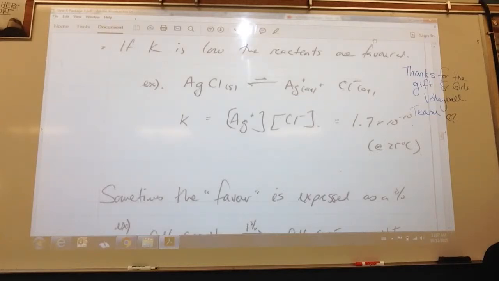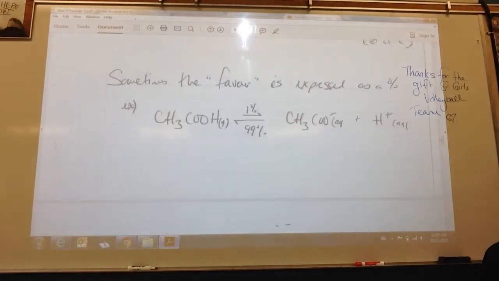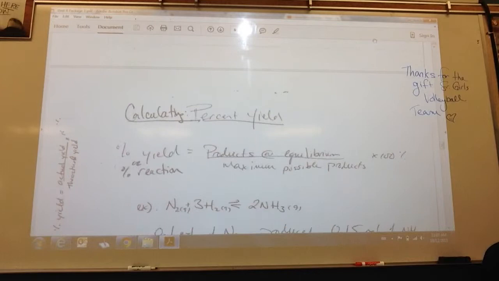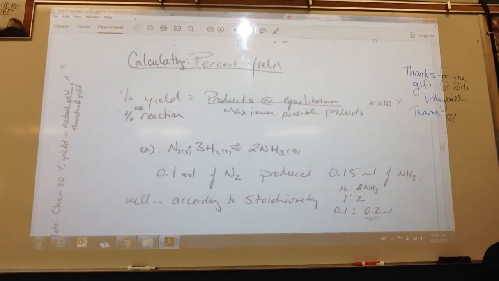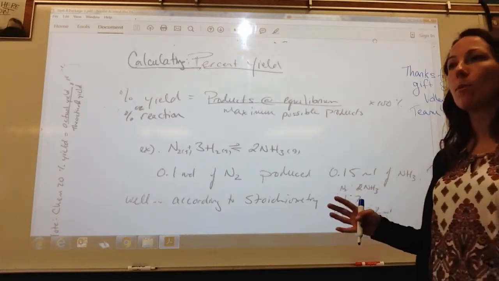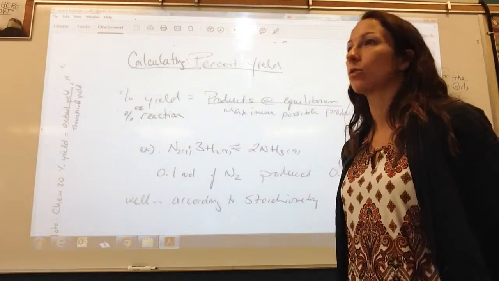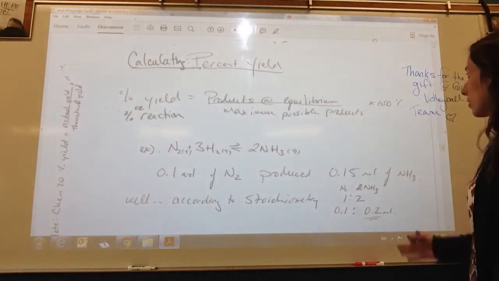Sometimes, whether the products or reactants are favored is expressed as a percentage. So here you go, like that. And I've been doing that already a little bit. Okay, so this relates to percent yield. So how much of your products at equilibrium divided by the maximum amount of products we could make if it was all 100% dissolved or reacted or whatever. So this is sometimes called percent yield and sometimes it's called percent reaction.